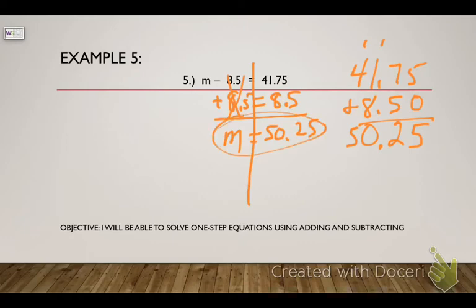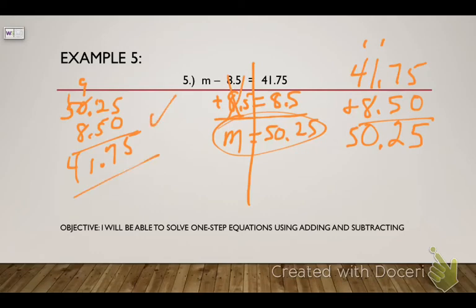Does that make sense? Well, let's see. 50 and 25 hundredths minus 8 and 5 tenths. Well, we may have to take time to do that. Let's see. Got to regroup and borrow. Decimal point. That's 9. That's 1. That's 4. Yep, we got it. It works. Check. Got it.